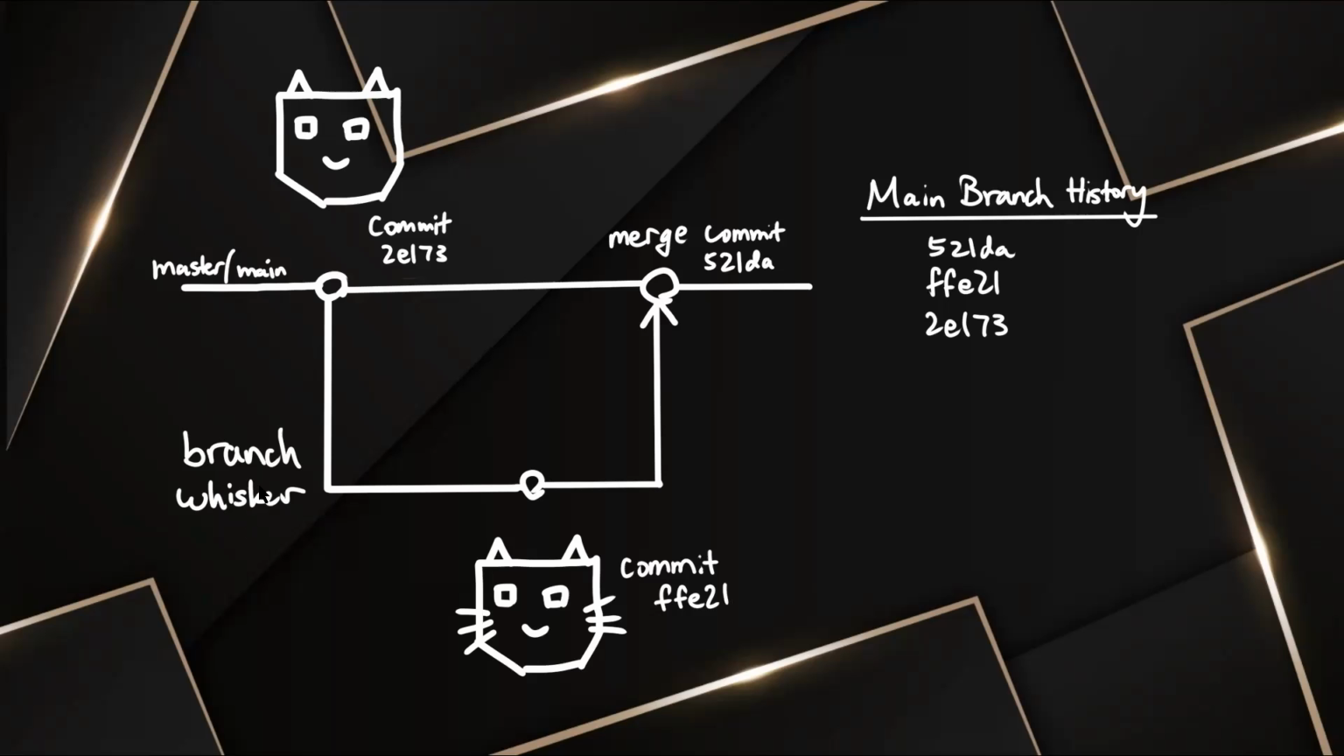But let's say we branch off, and in this case, I named it Whisker. Let's say I'm a developer and I want to add whiskers to this cat. I create a different branch and then I make the commit, making all the changes.